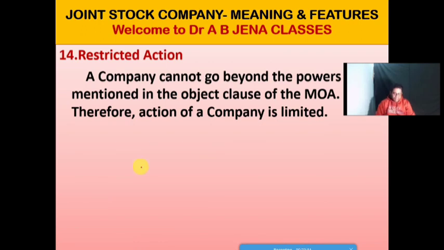Then the next feature of the joint stock company is restricted action. By restricted action, I mean the company cannot go beyond the powers mentioned in the object clause of the MOA, the memorandum of association. Friends, I have already told you, kindly go through the posted video. The memorandum of association is the charter, or the constitution, of the company. If a company goes beyond the memorandum of association, this will be void and illegal. Therefore the actions of the company are limited as per the Companies Act 2013.